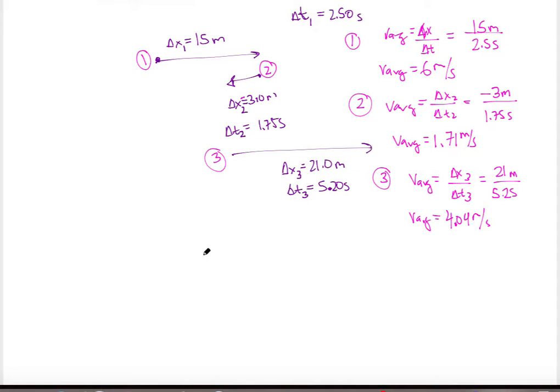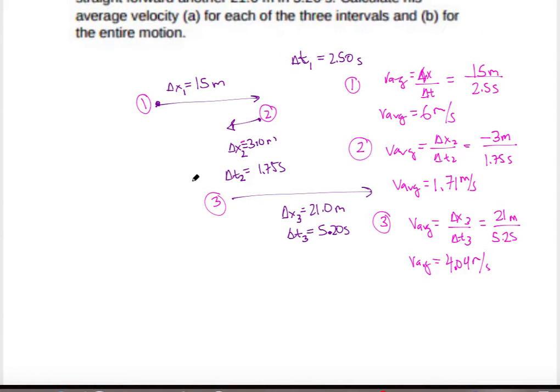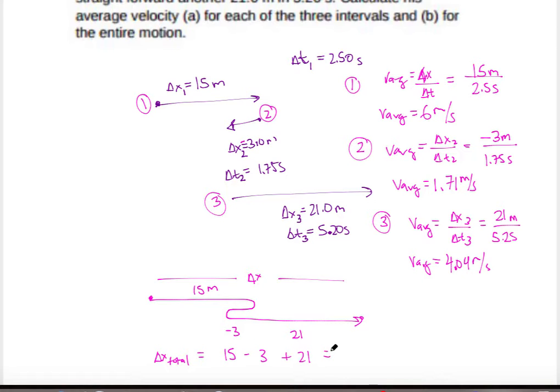Now we just want the average velocity for the entire motion. So if I think about this in terms of making a path that looks something like this, I just need to find the difference in position between these 2 points. So I go to the right 15 meters, I go back negative 3, and then I end up 21 more. So if I put all of these together, delta x total is going to be 15 minus 3 plus 21, which with a little bit of math just gives us 33 meters.